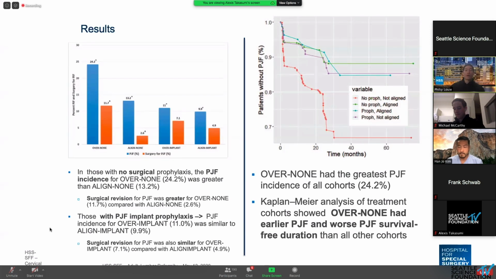If we look at all of these groups together, the group that was overcorrected with no surgical prophylaxis had the greatest incidence of PJF, and that was 24%. If you look at this Kaplan-Meier curve, those patients that had overcorrection and no prophylaxis had earlier PJF, and they had worse PJF survival-free durations compared to all the other cohorts.